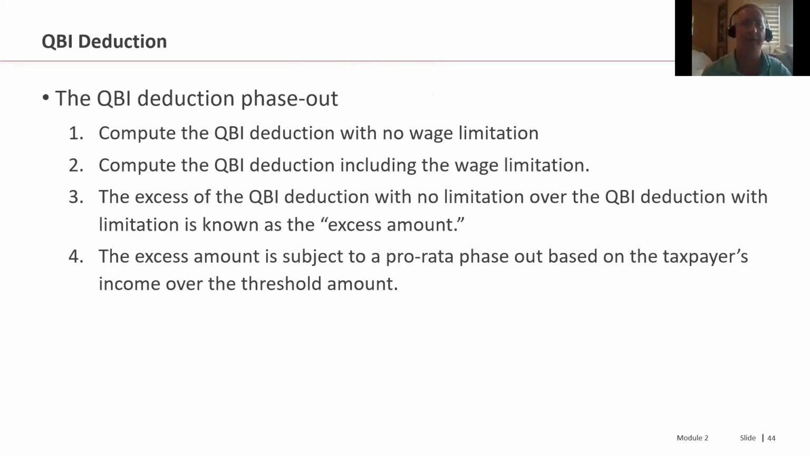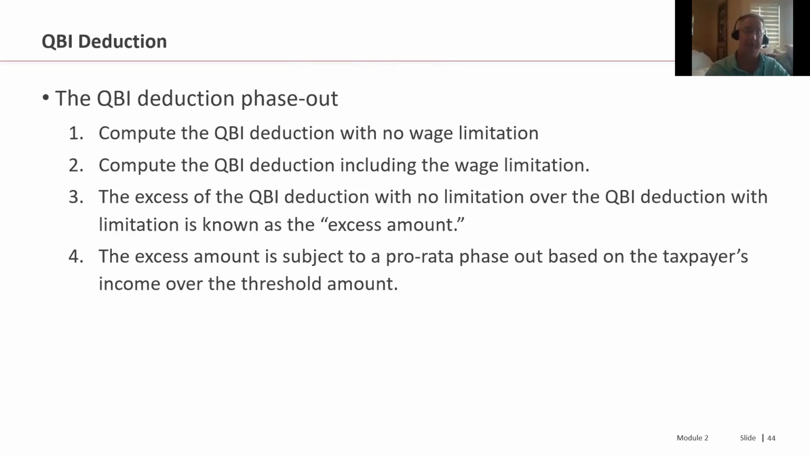Okay, so how do we do it? So first we compute the QBI deduction with no wage limitation. Then we compute the QBI deduction with the wage limitation. There's the with and without. We measure the excess, right? What is the excess when there was no limitation over the QBI deduction when there is a limitation? And let's call that the excess amount. And then the excess amount is subject to a pro rata phase out based on how much the taxable income was over the threshold amount.